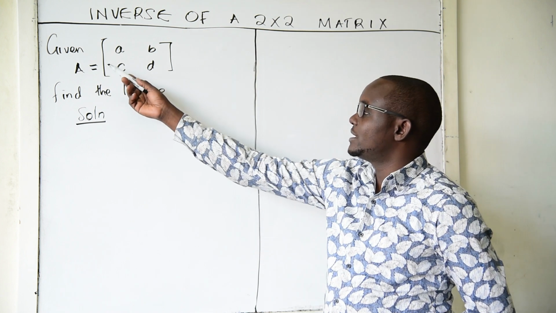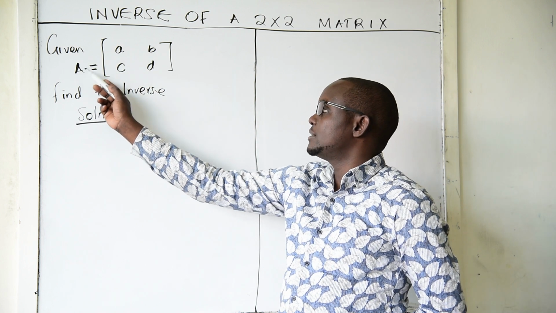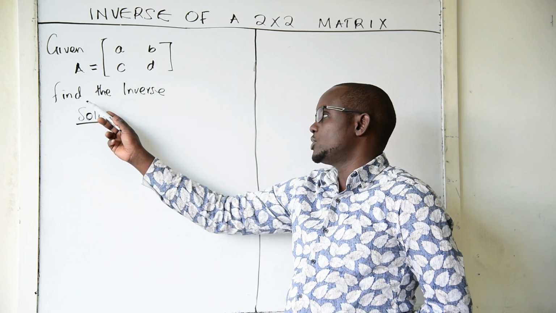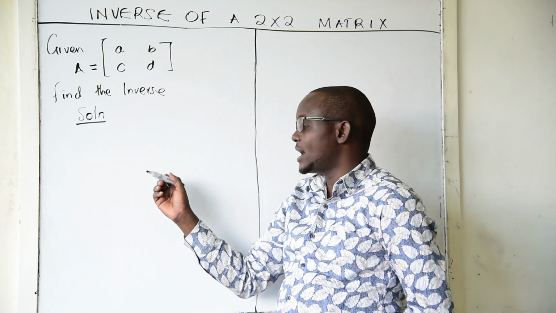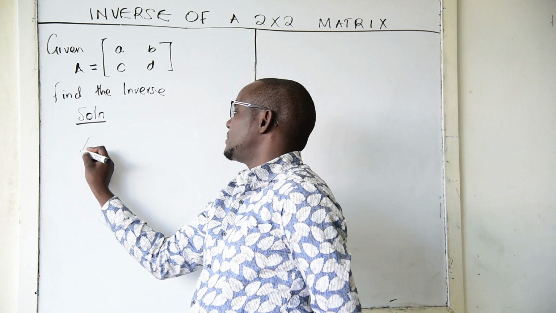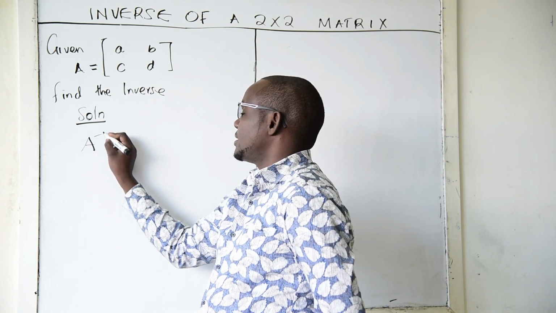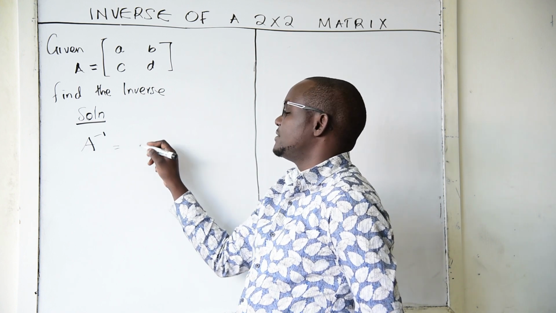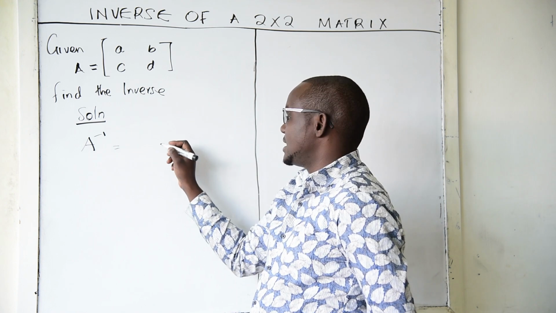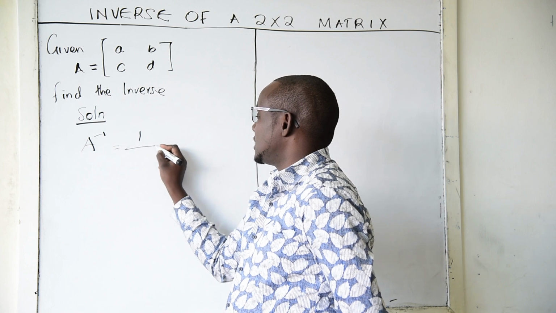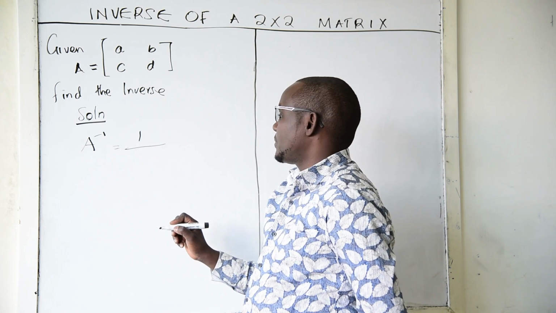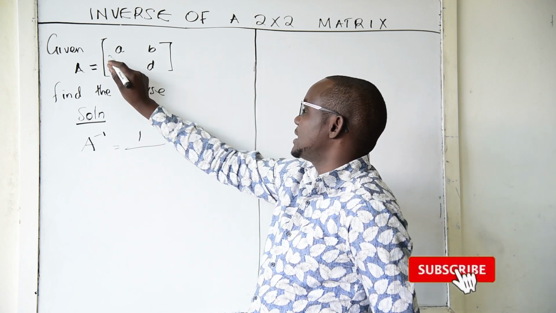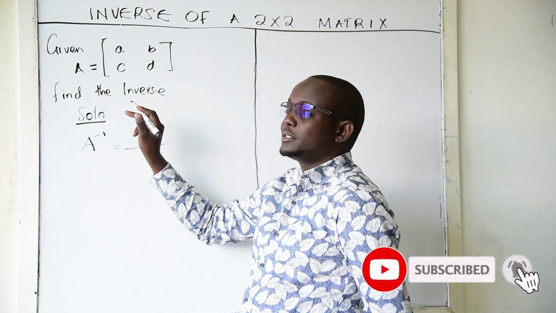So if you are given matrix A which contains the elements a, b, c and d, and you are told to find the inverse, this is how you find the inverse. The inverse of this matrix is written as A raised to power negative 1. The inverse of a matrix is first given by the determinant. You get the determinant of that matrix, then the determinant becomes the denominator. So we have to get the determinant of this 2 by 2 matrix.